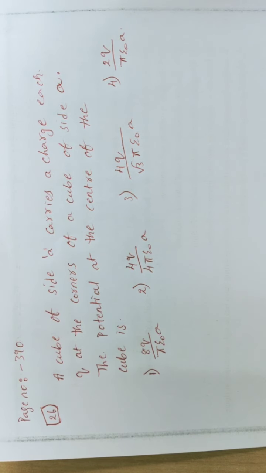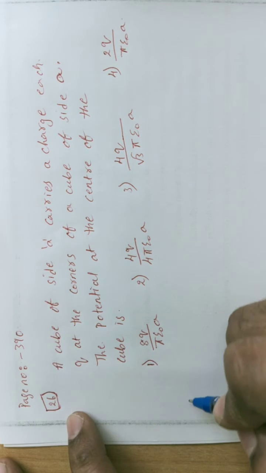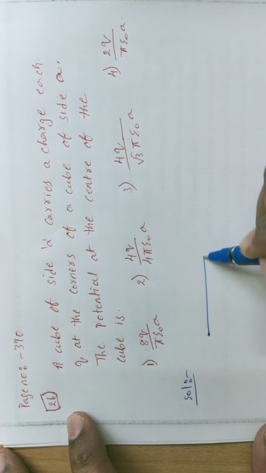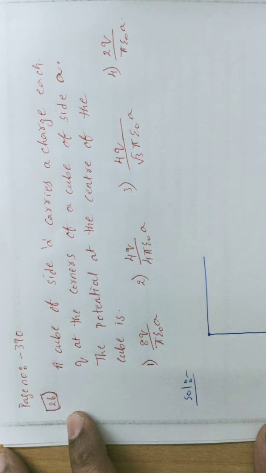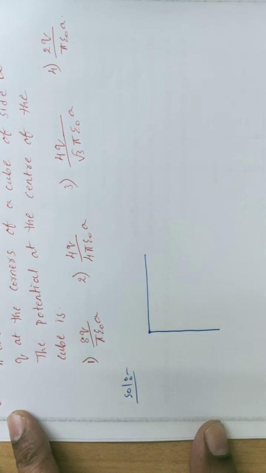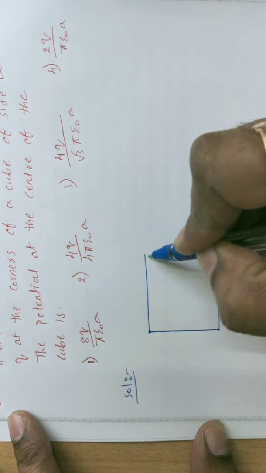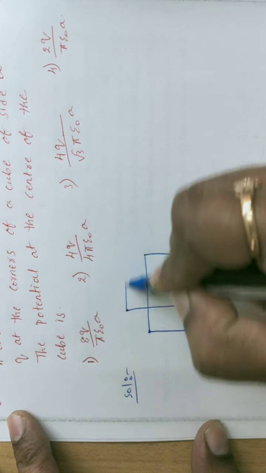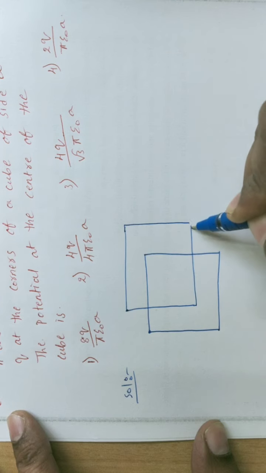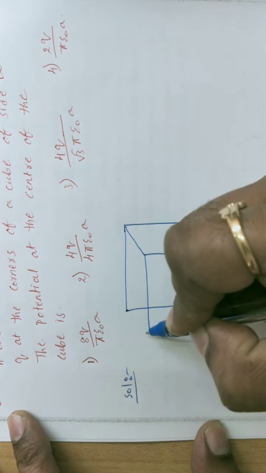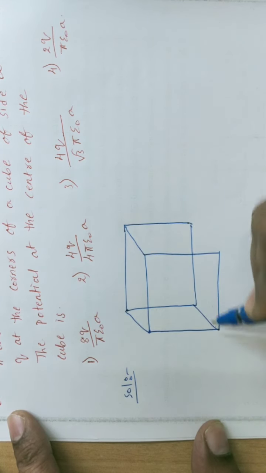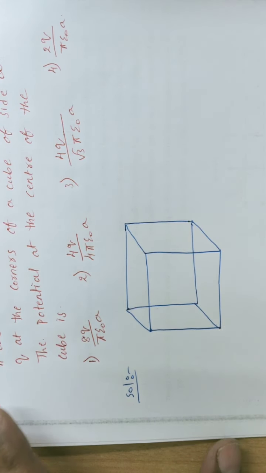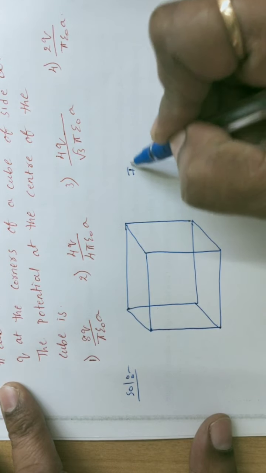Here one cube is given. For example, I am drawing one cube like this. We know the shape of a cube, so I am roughly representing it like this. See students, how many corners are present in a cube? We have totally 8 corners present.